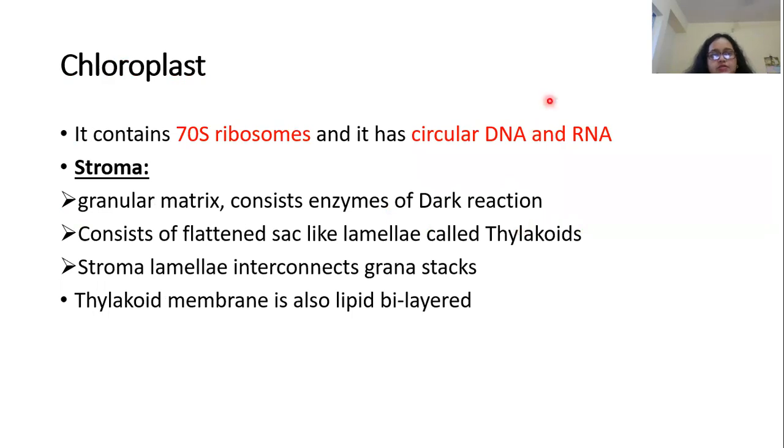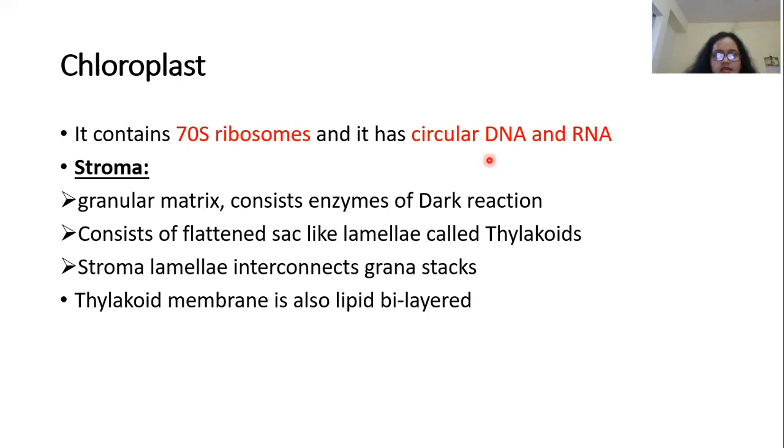Now next, you can see chloroplast contains 70S ribosomes. You know ribosomes are the site of protein synthesis, and circular DNA and RNA. Now stroma, which is a ground matrix of the chloroplast, is granular in nature and it also consists of enzymes of dark reaction. We will come to know about the dark reaction later. Now first we'll study what other structures are in stroma.